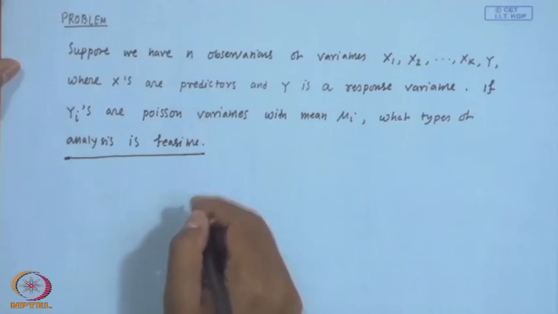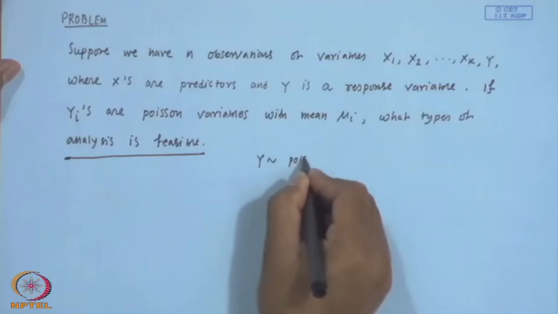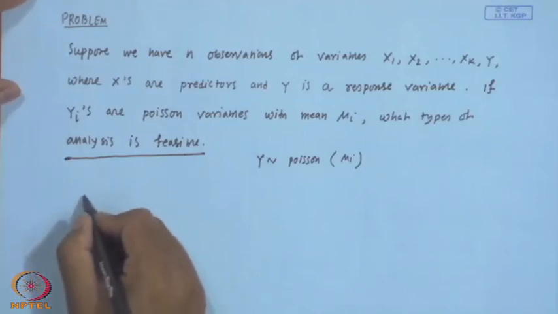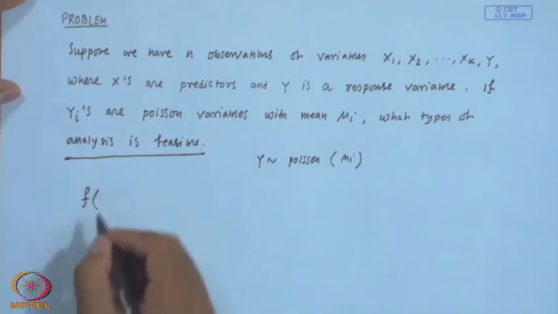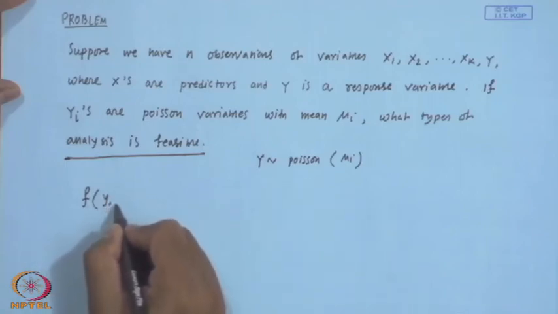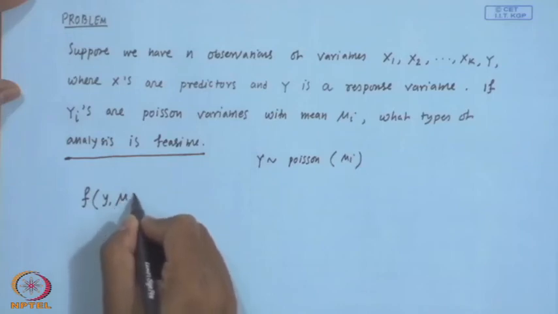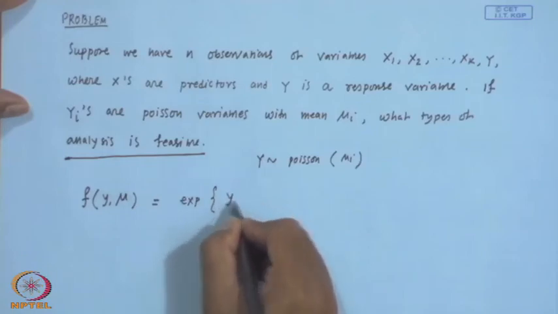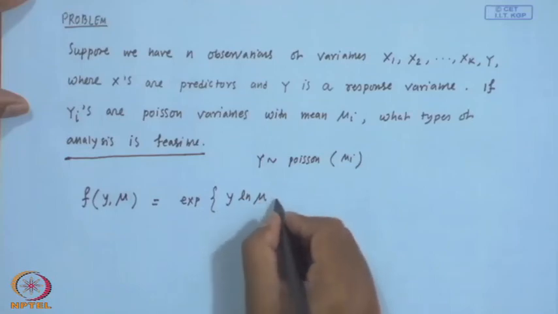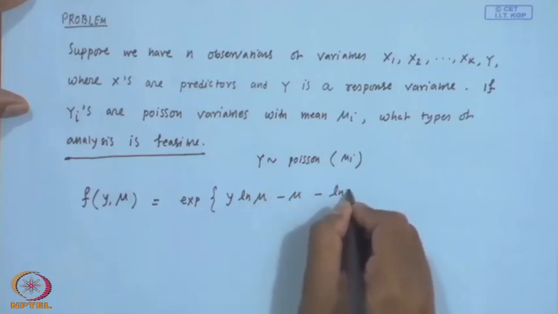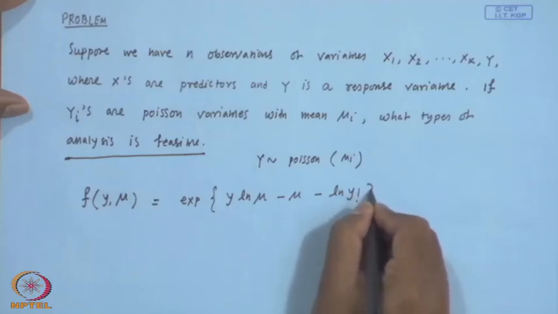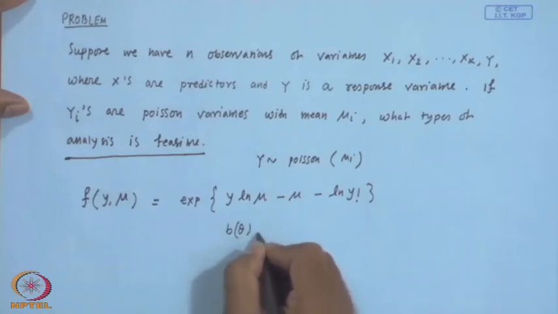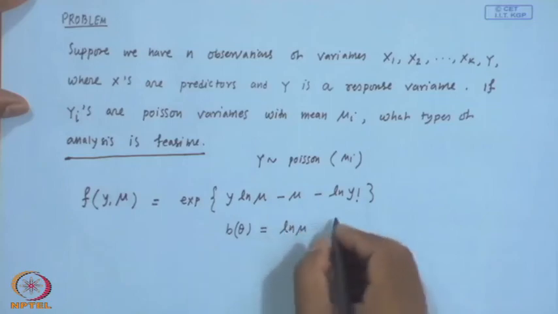So, y follows Poisson with mean mu, and then we know that the probability mass function of y can be written as f(y; mu), which is equal to exp(y ln mu minus mu minus ln y factorial). We can check this. And here b(theta), or b(mu) I should write maybe, is ln mu, which is the natural parameter.